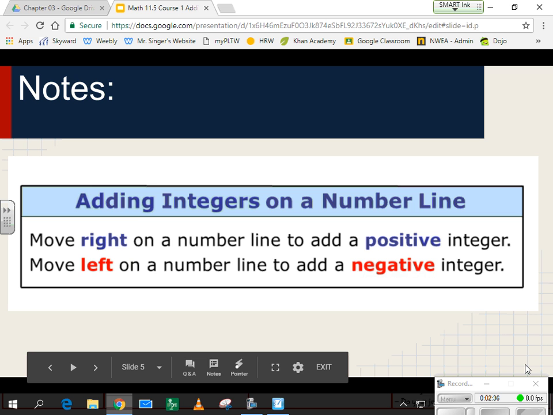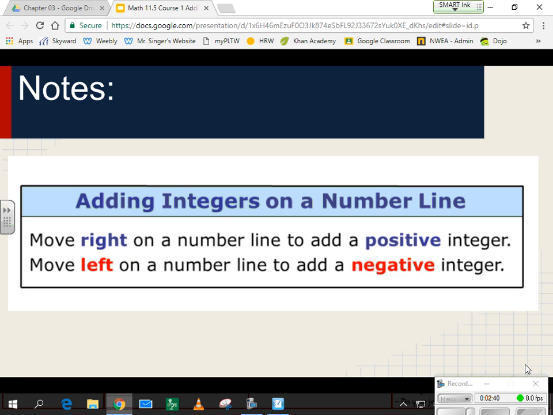All right, this I do want you to put in your notes as a reminder: adding integers on a number line. Basically, if you're moving right on a number line, you're adding a positive integer. If you're going to move left on a number line, you're going to add a negative integer. So going to the right makes numbers larger. Going to the left makes numbers smaller. Make sure you have that down before moving on.